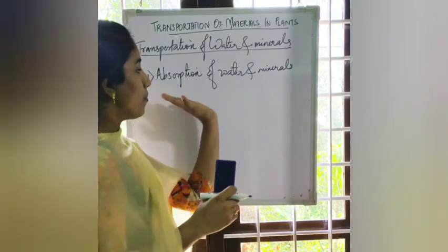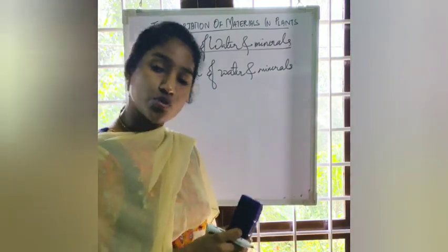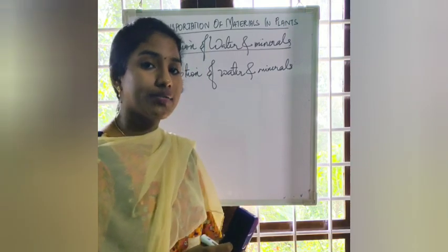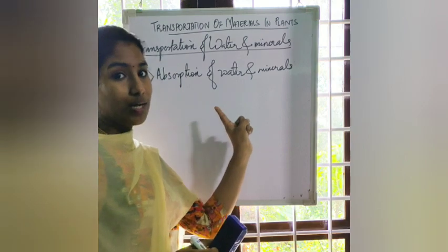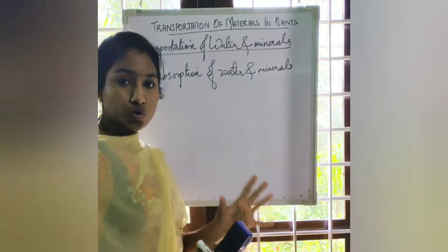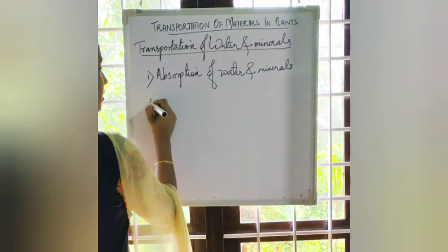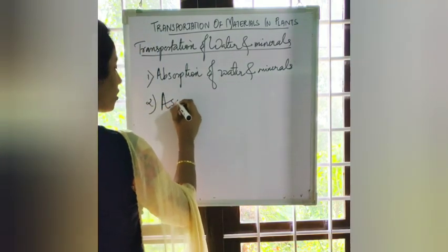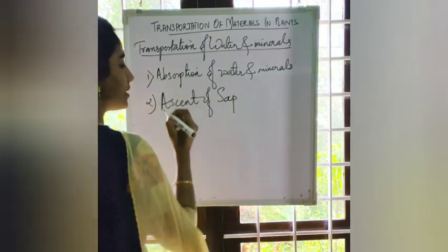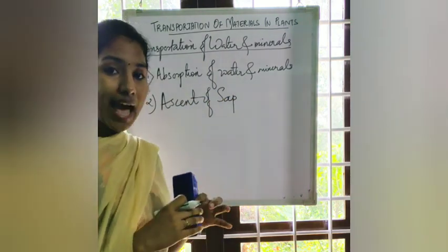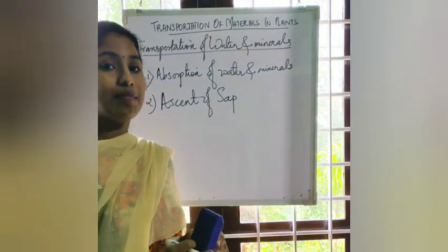You are correct. I told you earlier, most of the water and minerals are present in the soil. So the part of the plant which is in contact with the soil will be absorbing them. The part of the plant which is in contact with the soil is the roots. So the roots absorb water and minerals. Second one, ascent of sap. Ascent of sap means upward movement of water and minerals in a plant.